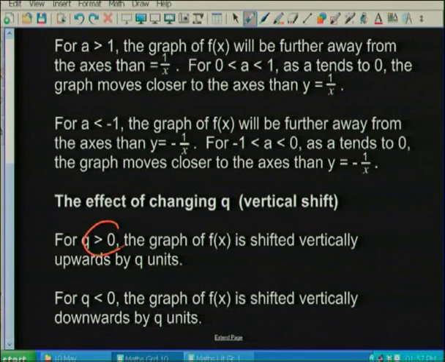Now, let's have a look at the effect of q. Up to now, for the straight line graph, what has q done? It shifted the graph up and down. For the parabola, what has q done? It shifted the graph up and down. Now, surprise, surprise, for the hyperbola, what does q do? It shifts the graph up and down. So, a q bigger than 0 means that the graph will be shifted vertically upwards, and q less than 0 means that the graph will be shifted vertically downwards.